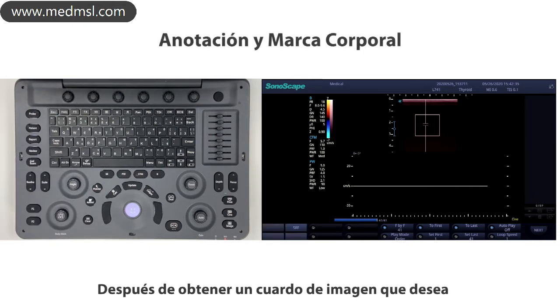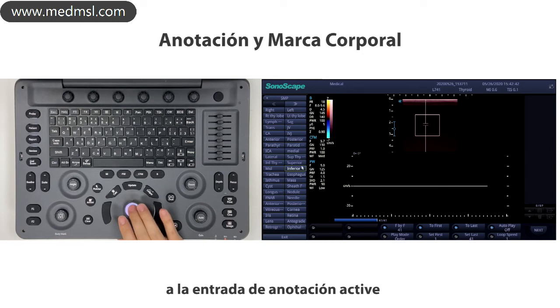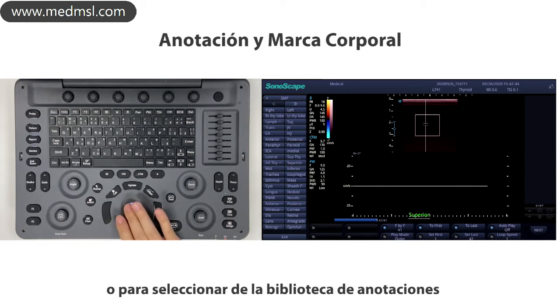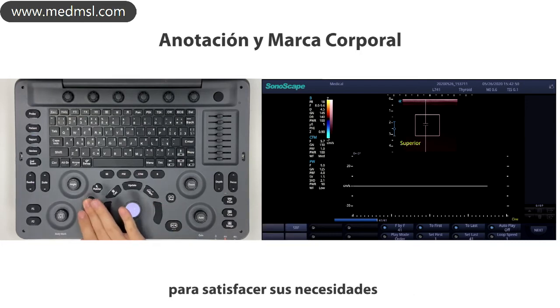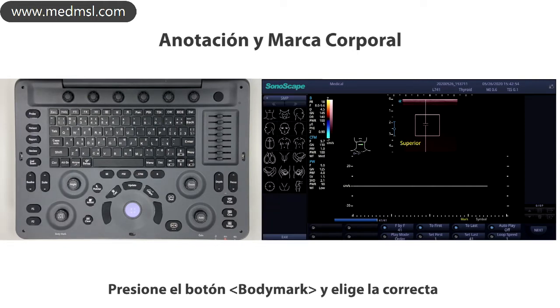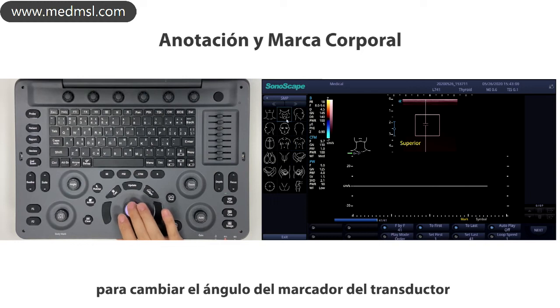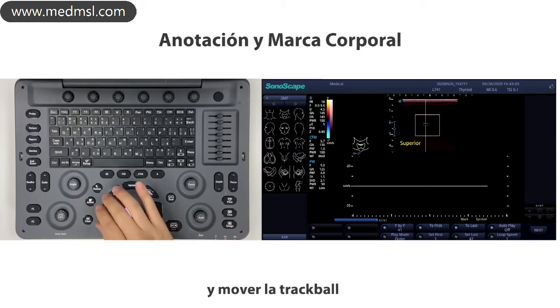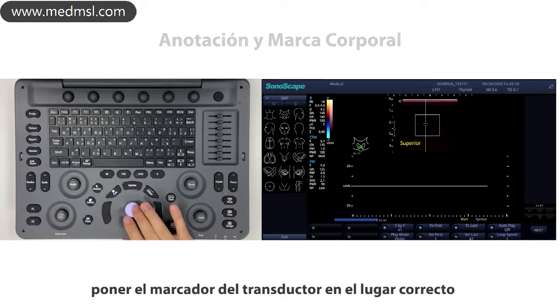After you get a frame of image you want, you could add your comment by pressing the annotation button to activate annotation input or select from the annotation library. You can also select the right application to fit your needs. Press the body mark button and choose the right one. Switch the body mark button to change the angle of transducer marker and move the trackball to put the transducer marker in the right place.